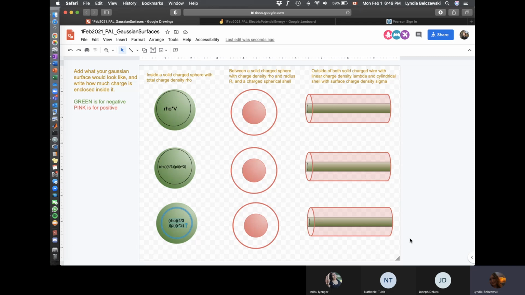So I want you to do the same thing. Draw or place a Gaussian surface that you could use to calculate the electric field outside of both the rod and the shell. And then tell me what the total charge enclosed is. And that should pretty much wrap it up for this PAL session.